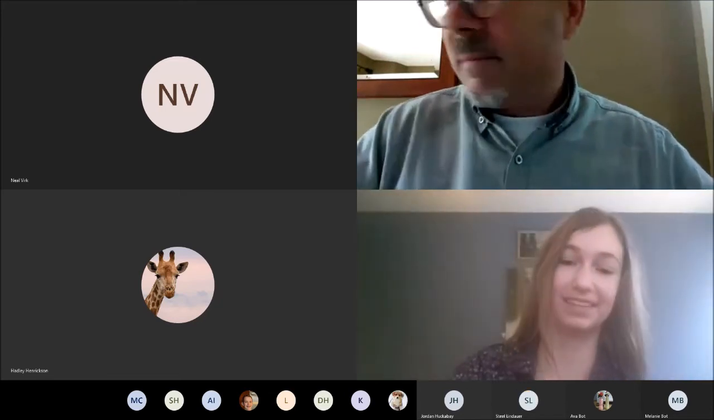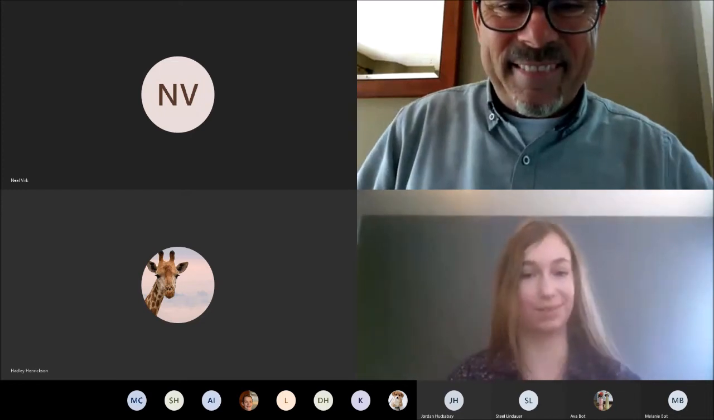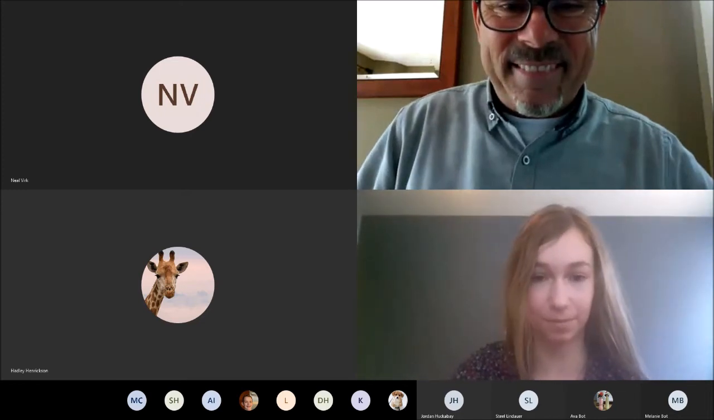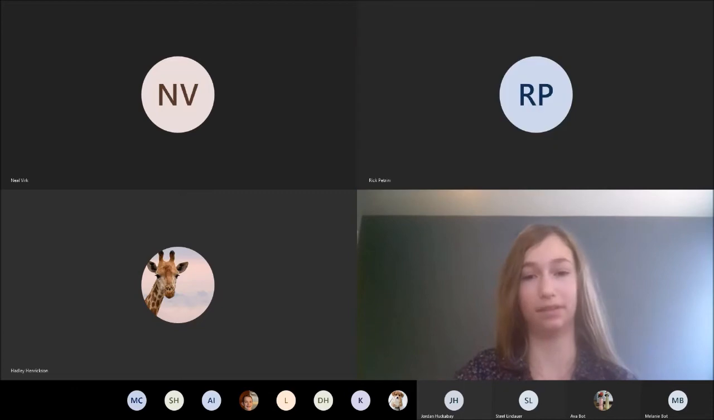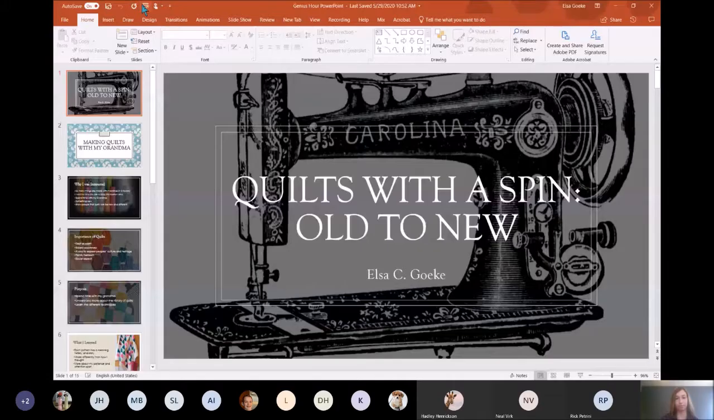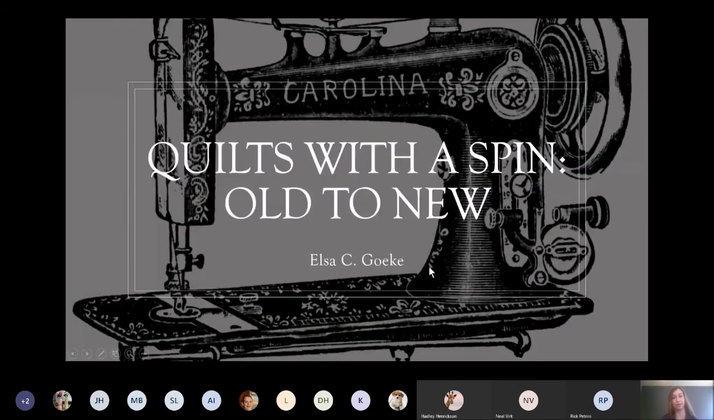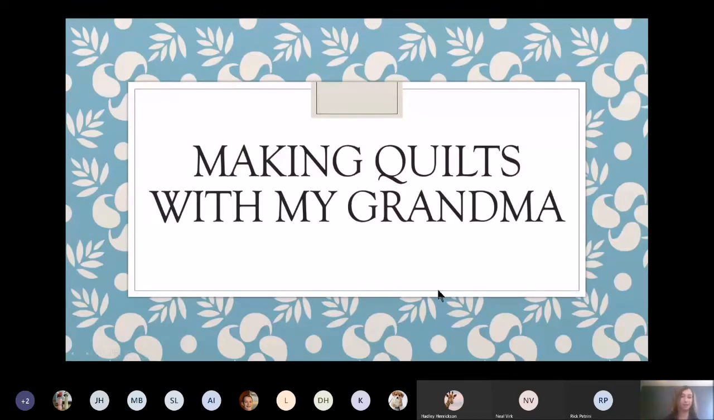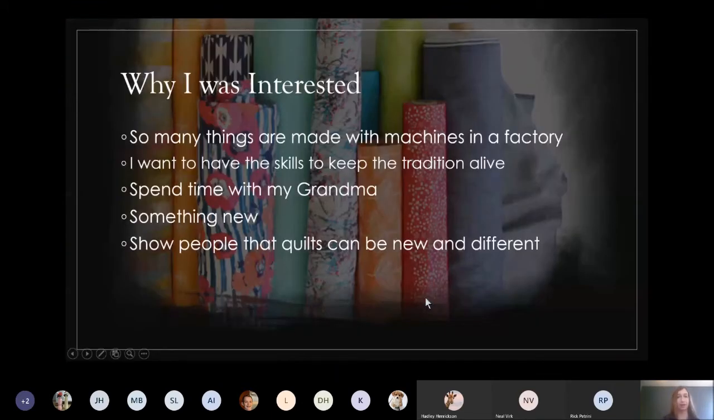So I'm Elsa, and my Genius Hour project is making clothes for my grandma. I was interested in this because so many things are made with machines in a factory, and I don't have the skills to keep the tradition of clothing alive. I also really wanted to do something where I could spend time with my grandma and learn something new, and show people that clothes can be new and different than what first comes to mind.